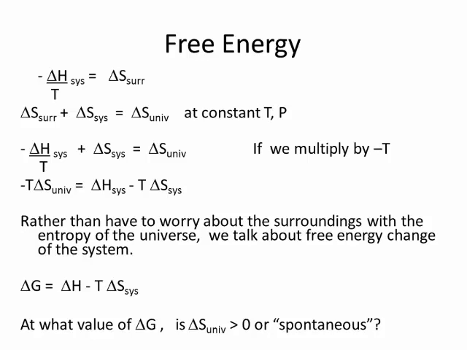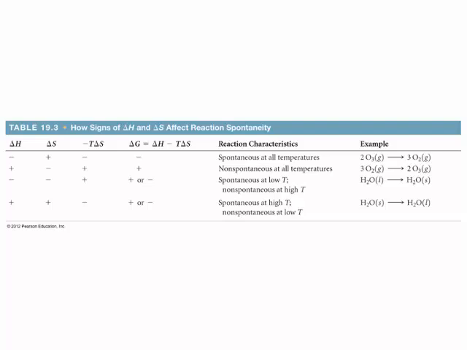So at what value of delta G is delta S of the universe greater than 0 as spontaneous? Well, if the delta S of the universe is positive, and that's equal to delta G when you multiply the delta S of the universe by negative T, that means that the delta S of the universe is positive when delta G is negative. And so that's how you know that a reaction is spontaneous, is when your delta G is negative.